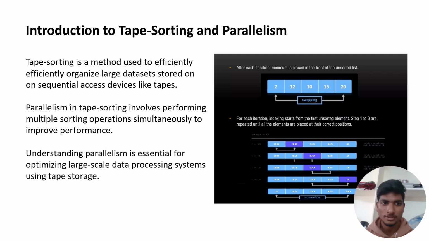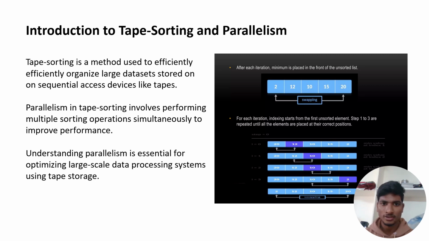Tape sorting is a method used to efficiently organize large datasets stored on sequential access devices like tapes. Parallelism in tape sorting involves performing multiple sorting operations simultaneously to improve performance. Understanding parallelism is essential for optimizing large-scale data processing systems using tape sorting.